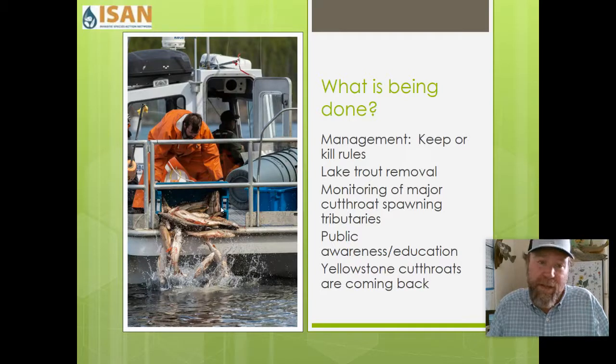So in order to keep the cutthroat population healthy, they have instituted keep or kill rules. If you catch a lake trout on Yellowstone Lake, you have to keep it or kill it. Now, keep in mind that's not the same rule for all of the lakes in the area, just the special management rule on Yellowstone Lake. They've been monitoring the cutthroat tributaries, and what they're seeing is that through this removal program over the last 15 years or so, the Yellowstone cutthroat trout have started to come back a little bit. So their populations are coming back, not to what they were, but they are coming back.